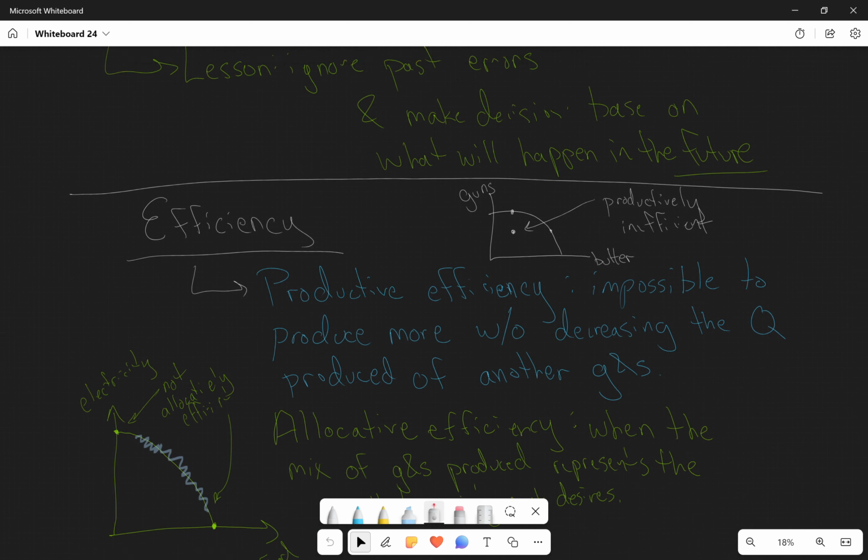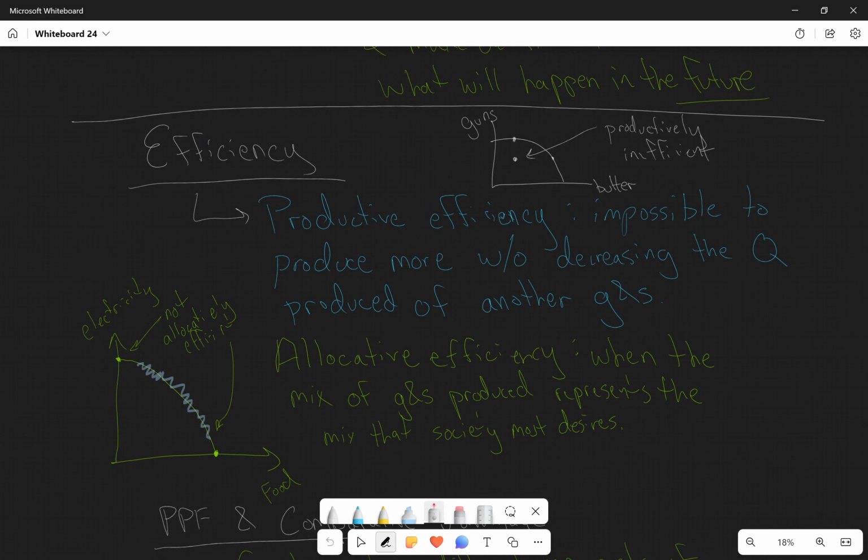We talked about efficiency, how we have 2 different types of efficiency. There's one that makes a lot of sense, productive efficiency. Why would you produce 17 cars and 20 computers when you could produce 170 cars and 20 computers, right? So it's impossible to produce more without decreasing the quantity of producing another one. So anything that is along the line is going to be productively efficient.